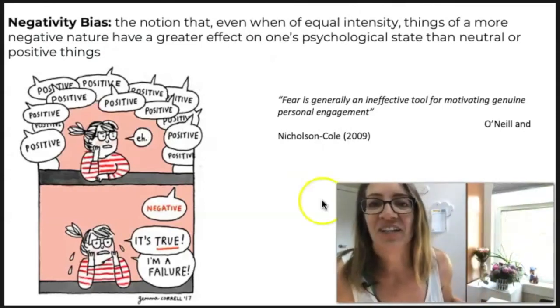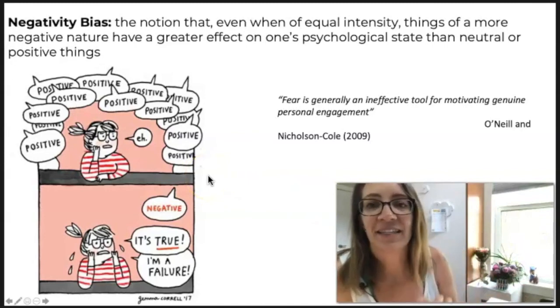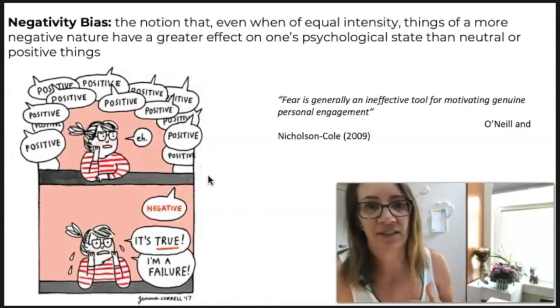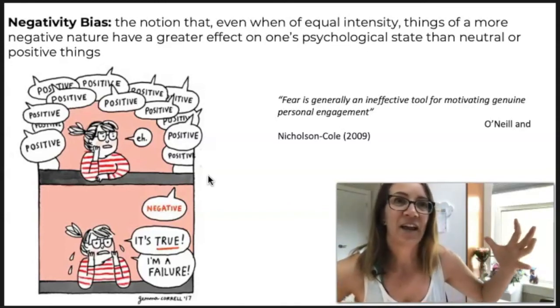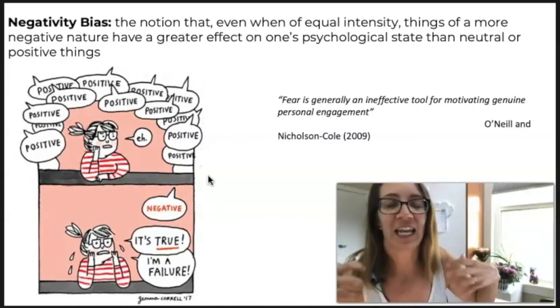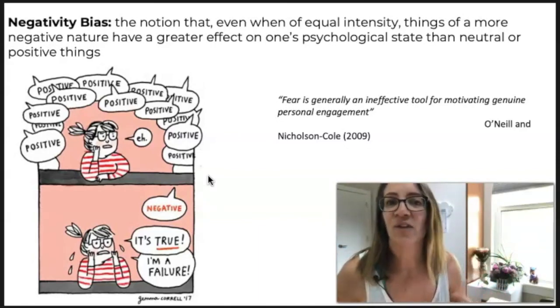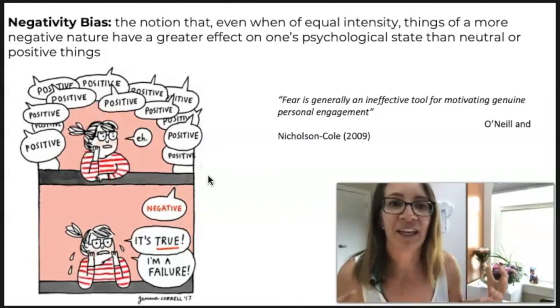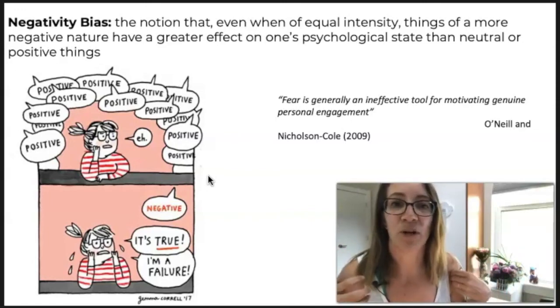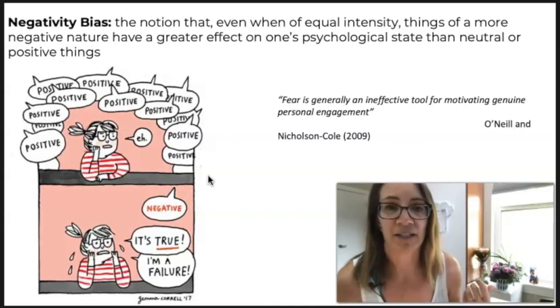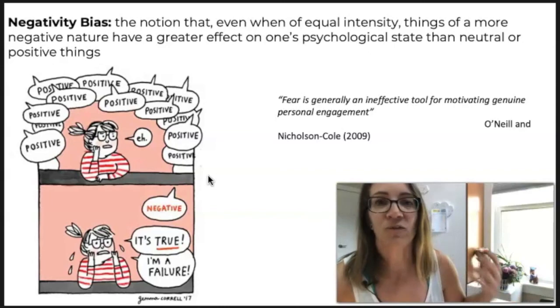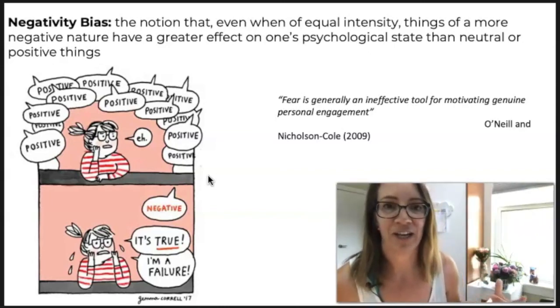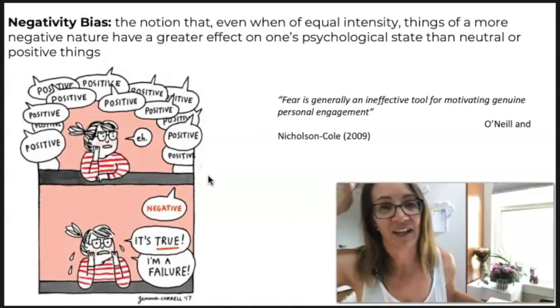And this is a notion that even when of equal intensity, things that are of a more negative nature have a greater effect on one's psychological state than neutral or positive things. And so this kind of focuses people to remember mostly the negative aspects of life, right? This is very true for our psychological well-being. A lot of humans are hardwired to receive and to hear those negative thoughts more predominantly than positive thoughts. This is why a lot of people, including myself, see a lot of value in practicing what's called a gratitude journal, where you actually force yourself to think about the positive things that are happening in your life so that you're not weighing down on the negative side.